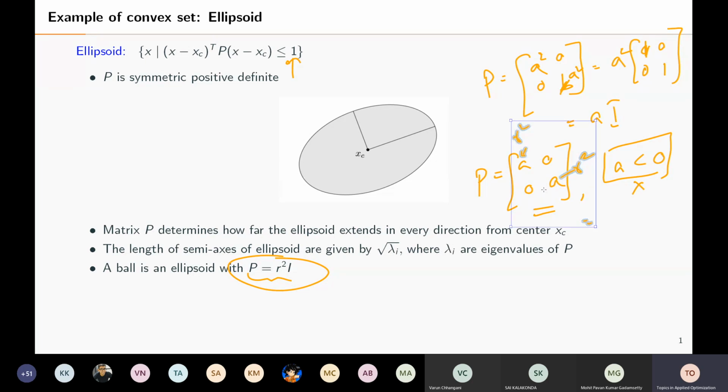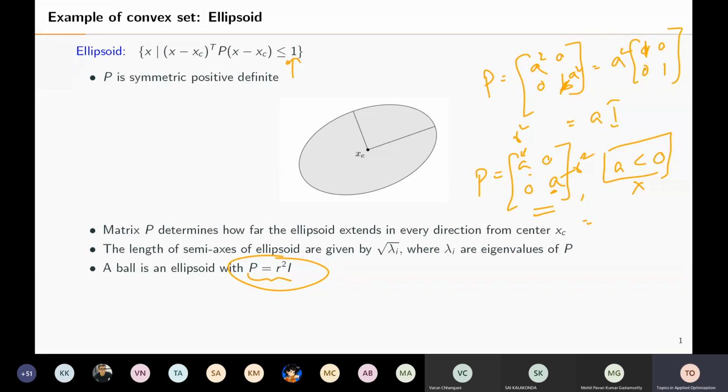If both of these entries are 0, it's a diagonal matrix first of all, and if the diagonal entries are the same and positive, then it becomes a ball. Or in the case of R2, it's a circle, because there is equal stretching in all directions. If you have equal stretching in all directions, then it's a ball.